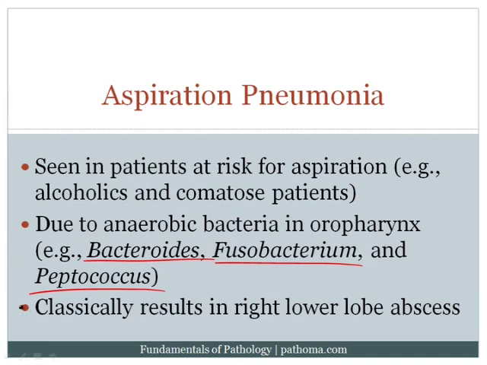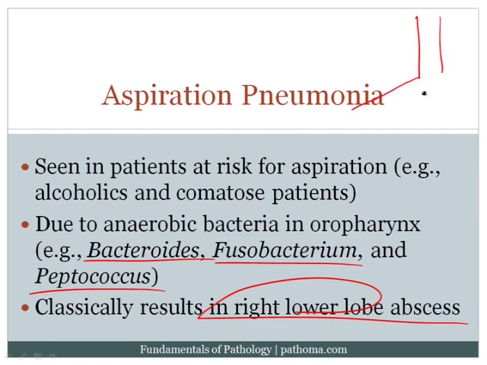Recall that when patients get aspiration pneumonia, the classic location is the right lower lobe, which then results in an abscess. The right lower lobe is the classic location because anatomically the right mainstem bronchus branches at a less acute angle than the left. So if this is the main airway and you're looking at the branch, this is the right and the left is, for example, like that. So it's much easier to go down the right than down the left, which then results in a right lower lobe abscess.